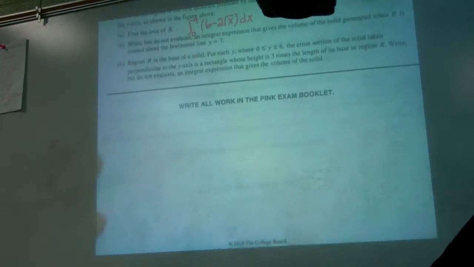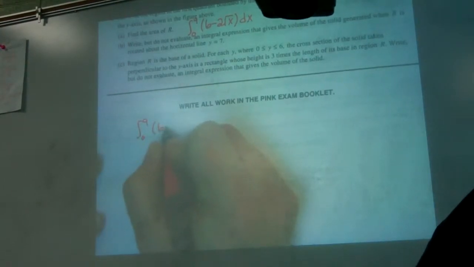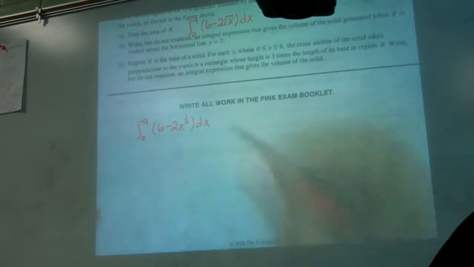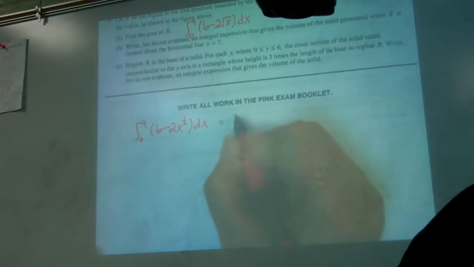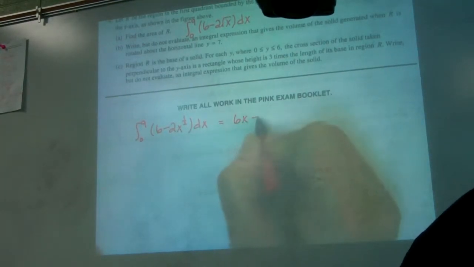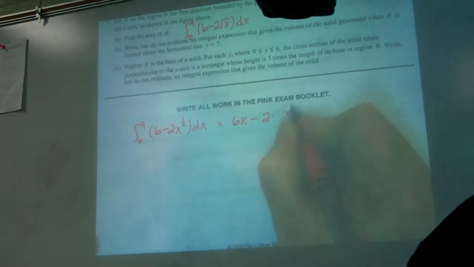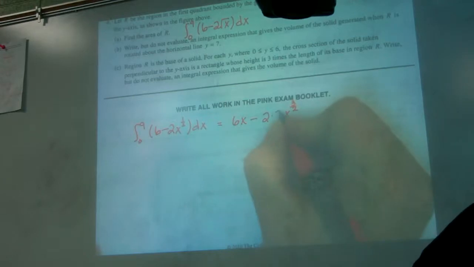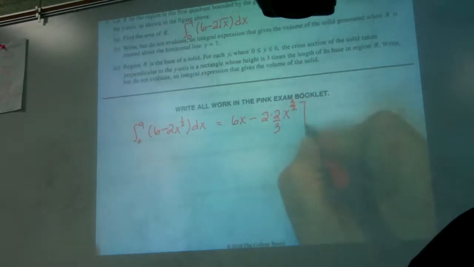I'm going to come down here and get myself some room. I'm going to rewrite that as 6 minus 2x to the 1/2, because remember, we don't have any rules for square roots. We always rewrite square roots using exponents. And then we integrate. So 6 becomes 6x minus 2 times, and then x to the 1/2 becomes x to the 3/2, because we add 1 to the exponent, divided by 3/2, which is the same as multiplying by 2/3. From 0 to 9.